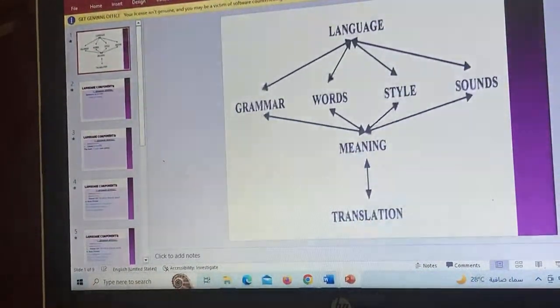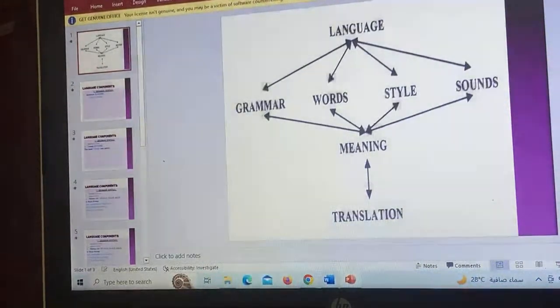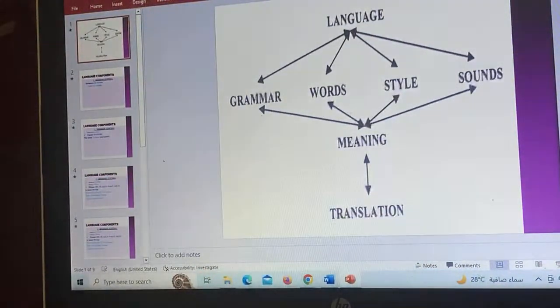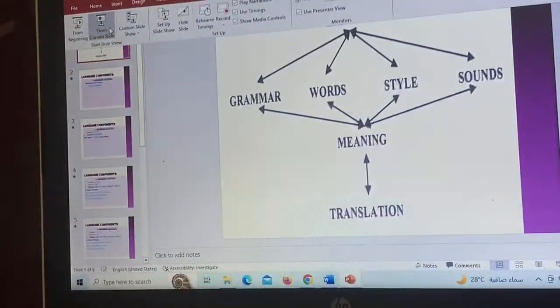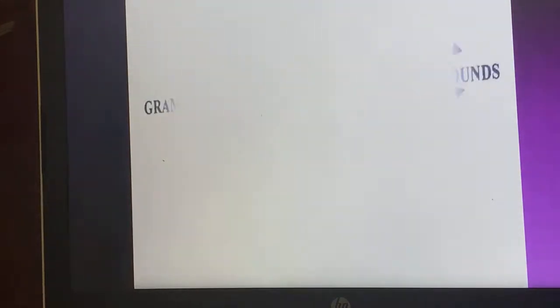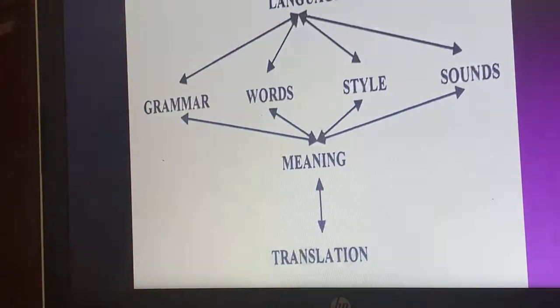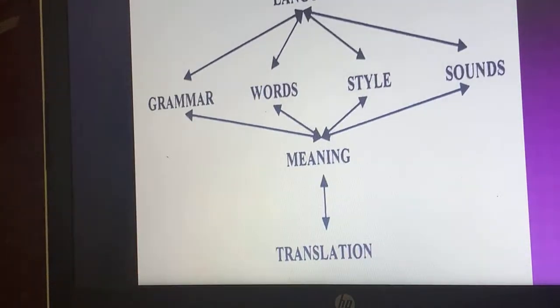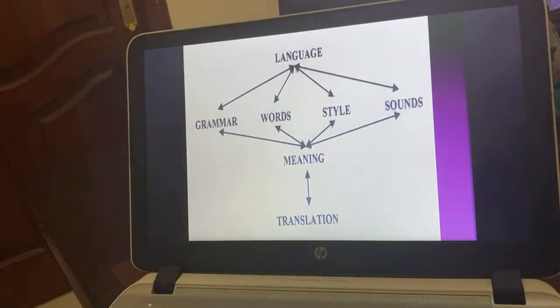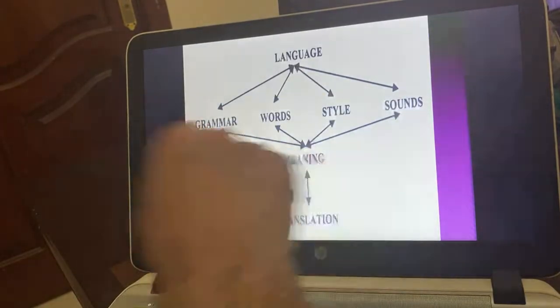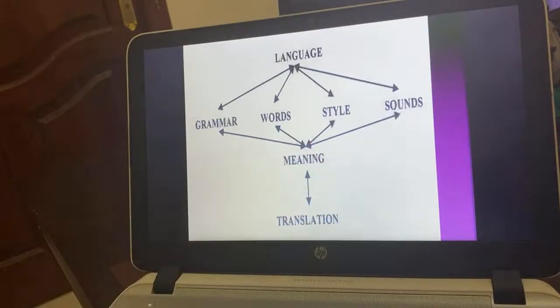In terms of what you should be looking at in this particular element, let me make this into a show first, so you can see it better. So these are the elements: grammar, words, style, sounds, which also give you meaning, and meaning relates to language. From these 4 elements you go to meaning, which is the most important part, as I said before, in order to reach translation.